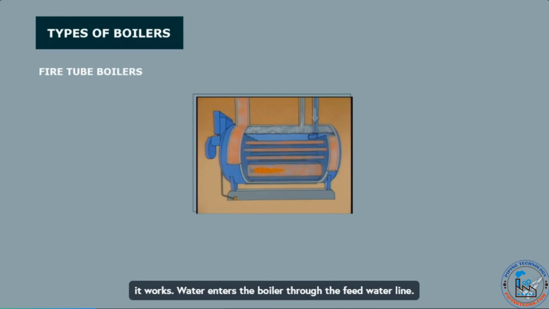Water enters the boiler through the feed water line. The water level is maintained above the fire tubes because there has to be enough water surrounding them to protect them from overheating. Fuel and air enter here. The fuel burned in the combustion area transfers some heat to the water in the shell.